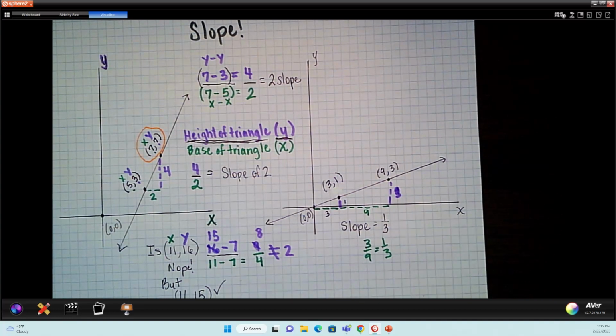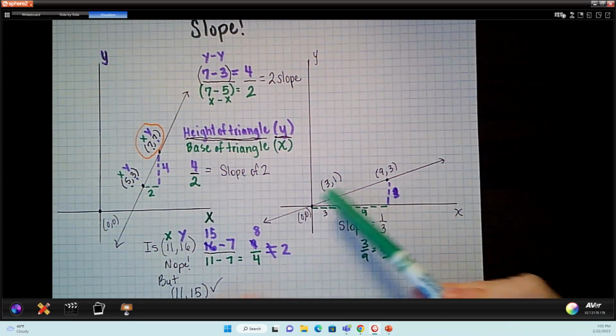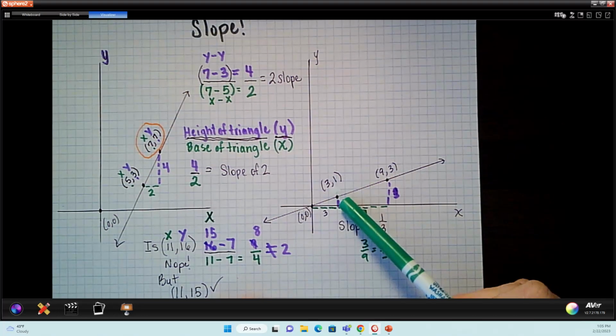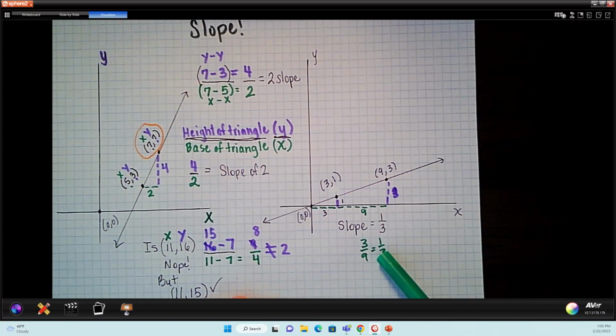Now when the line goes through 0, 0, the first point that you come to like that, that is the actual slope, 1 over 3. 3 over 9 is also the slope. We just simplified it. Okay?